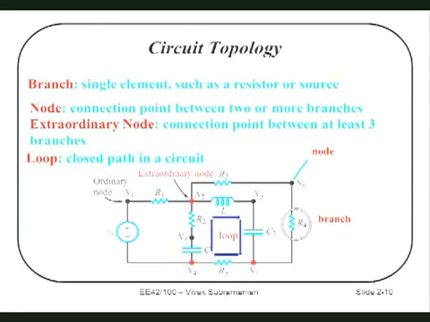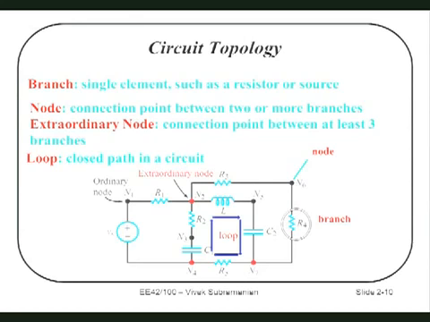First, the first term I'm going to define is what I will call a branch. A branch is, for our purposes, just a single element. So for example, R4 here, it's a resistor. It's a branch. The next term I'm going to define is called a node. For example, that might be a node, this might be a node, this might be a node. And a node is a connection between two or more branches.